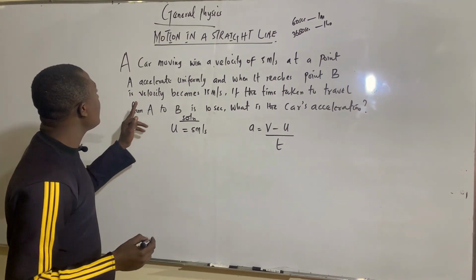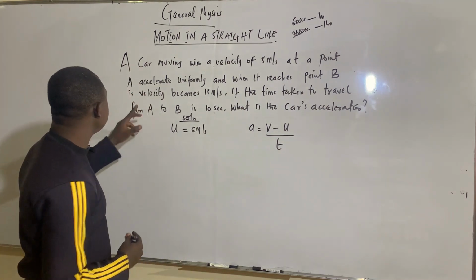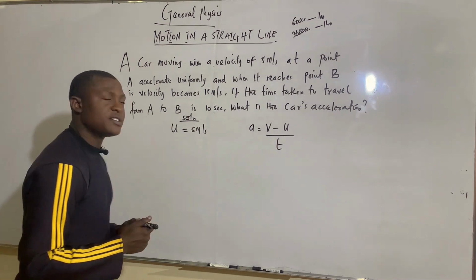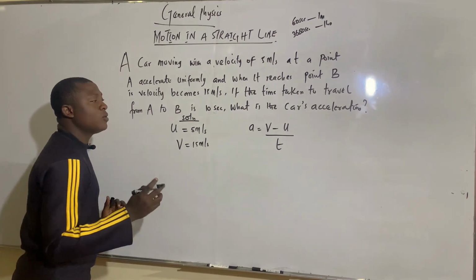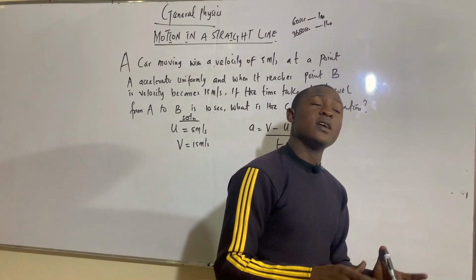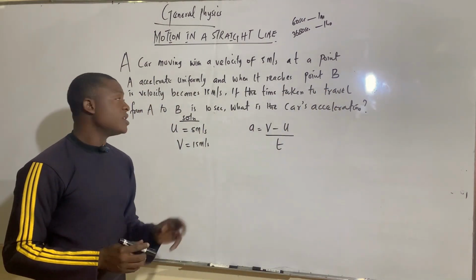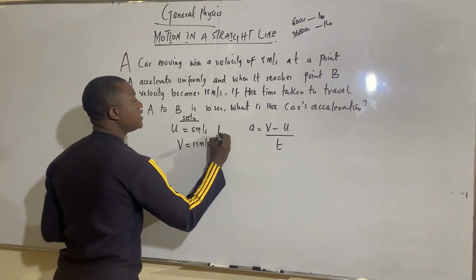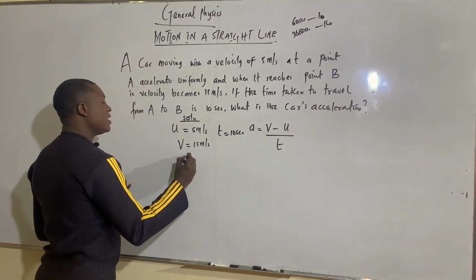At a point A, it accelerates uniformly, and when it reaches another point B, its velocity becomes 15 meters per second. So my v is 15. I told you earlier, u is the initial velocity, and v is the final velocity. If the time taken to travel from A to B is 10 seconds, when we have seconds, what are they referring to? Yeah, time. Good. So our time is 10 seconds. They now say we should find the acceleration of the car.